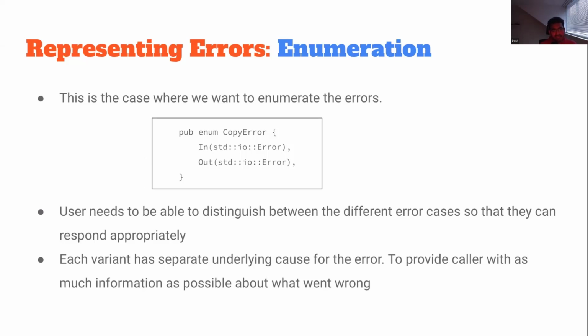And even if it's the input stream, we also wrap the underlying error right here, like IO error. The goal here, like I previously said, is to give as much information as possible to the user, which also includes the underlying IO error, right? So yeah, this is what it looks like if you want to enumerate errors for our copy API.